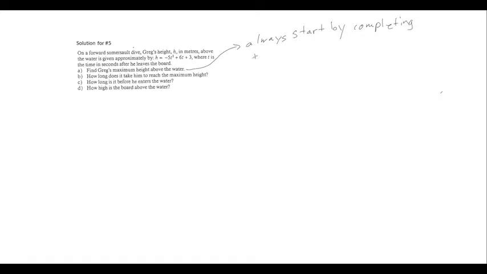very high place, basically a springboard. And our equation is h equals negative 5t squared plus 6t plus 3, where t is the time in seconds after he leaves the springboard. Now, it says here, we're going to try to find his maximum height. So remember what I told you. You always have to start by completing the square, which allows us to find the vertex form.